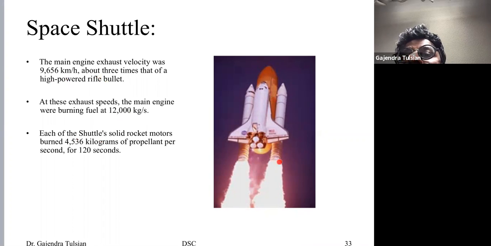The solid rocket boosters burned 4,500 kilograms of propellant per second. So they were burning 5 cars per second. And like I said, these guys worked for 2 minutes, 120 seconds.